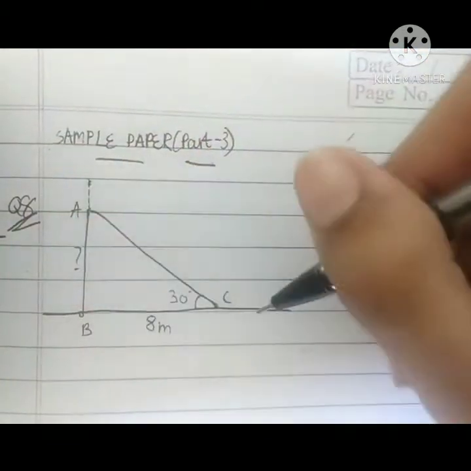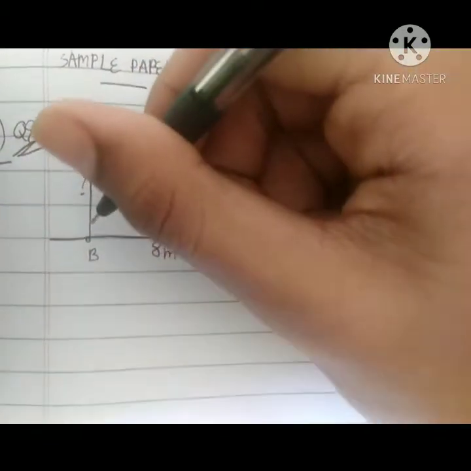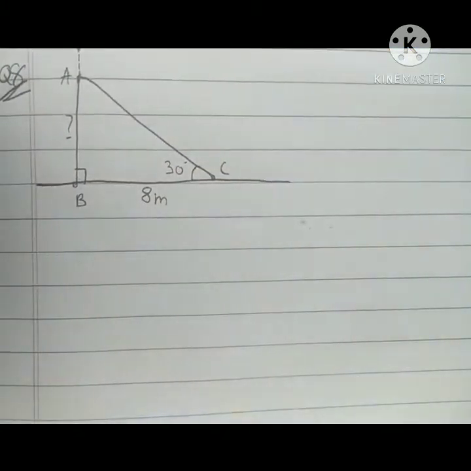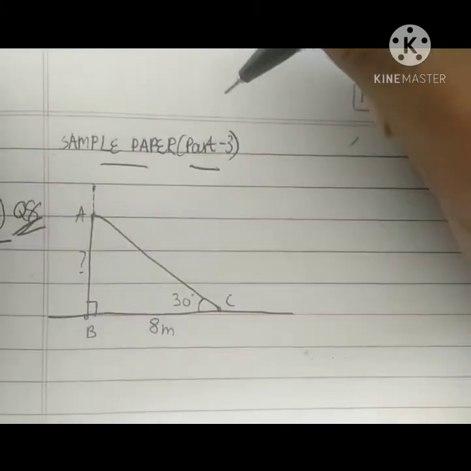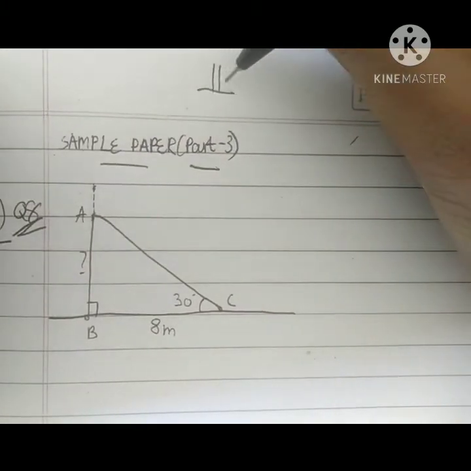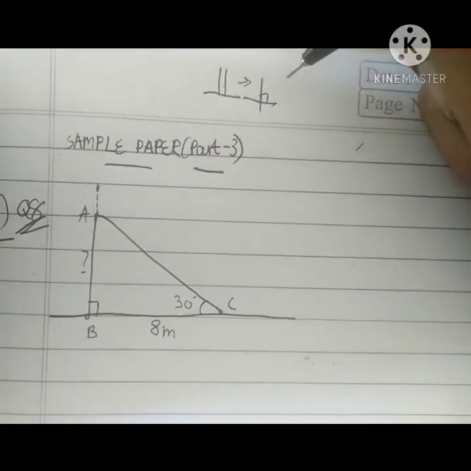So I have labeled it ABC. Now this is the right angle obviously, because you have seen that trees are like this on the ground, so it makes an angle of 90 degrees basically.